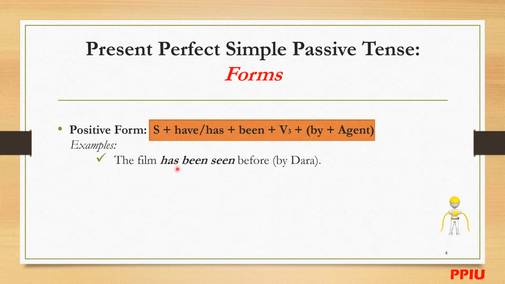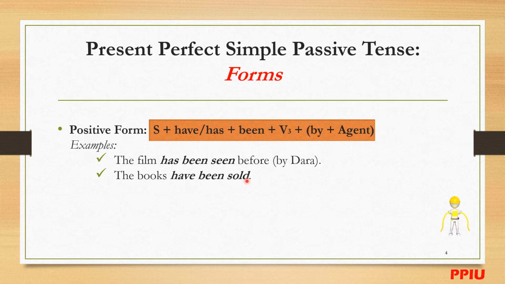Okay, the film has been seen by Dara. So, this one is the activity that affects the film. You can see the film is the receiver of the action, being seen, right?